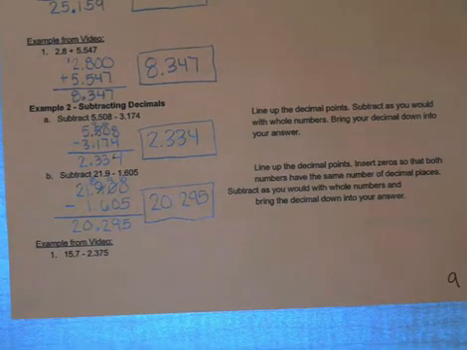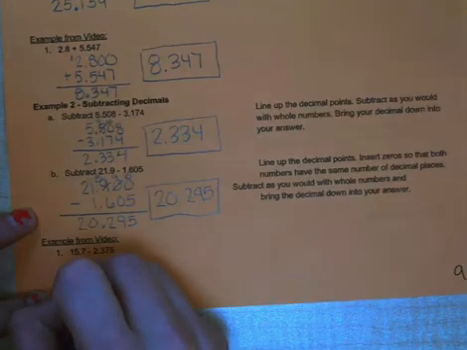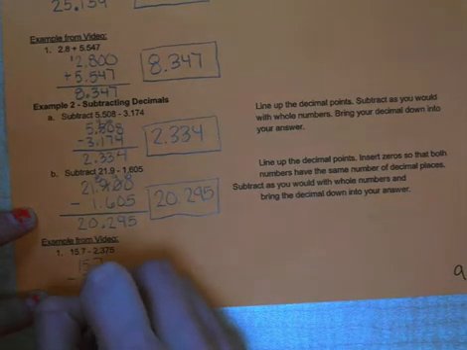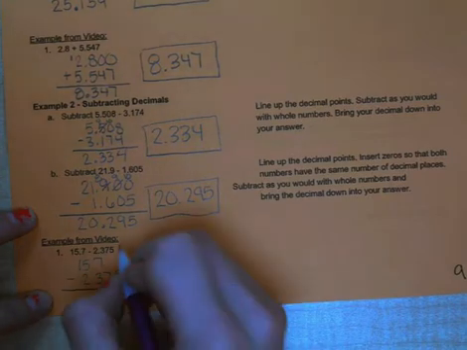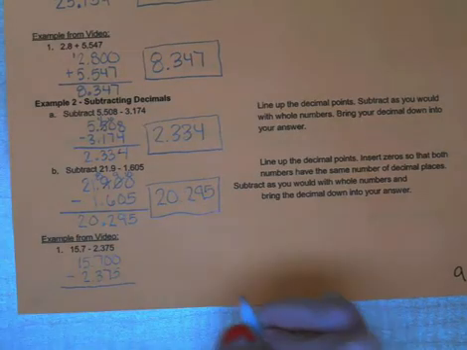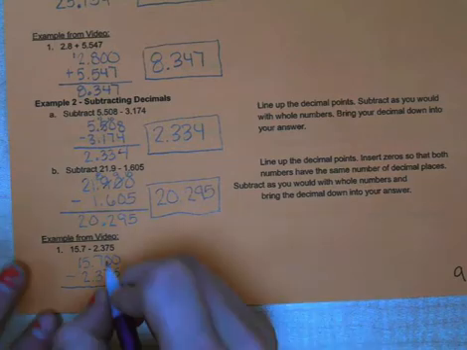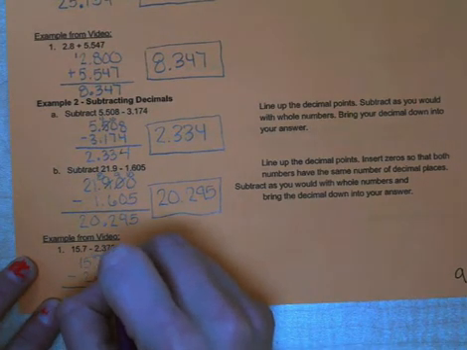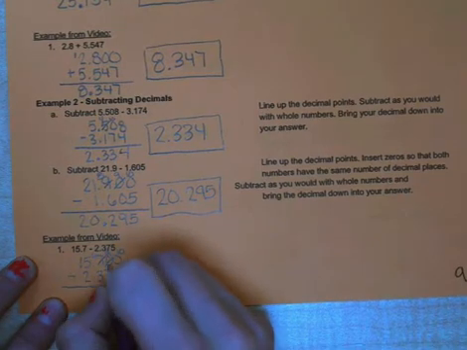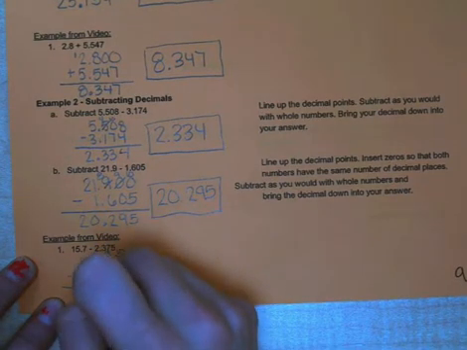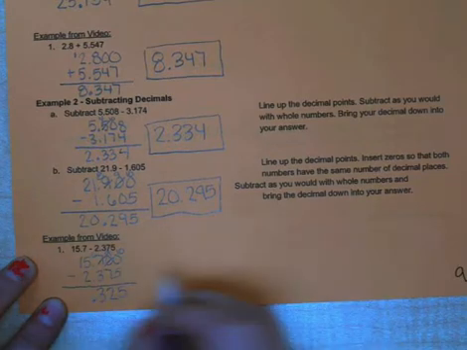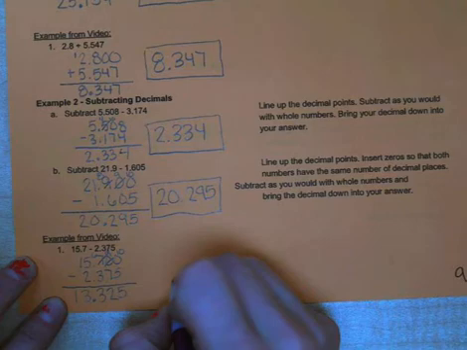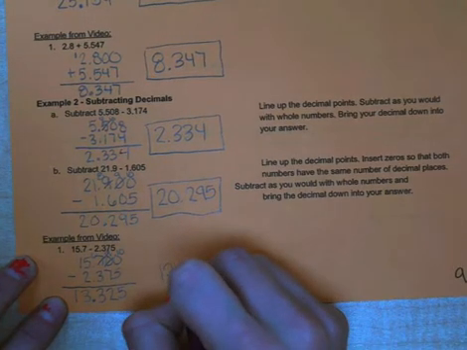All right, example C. 15.7 minus 2.375. Go ahead and add in the zeros and subtract like normal. Another example where we have to borrow. 10 minus 5 is 5. 9 minus 7 is 2. 6 minus 3 is 3. Bring your decimal point straight down. 5 minus 2 is 3. 1 minus 0 is 1. So we have 13.325.